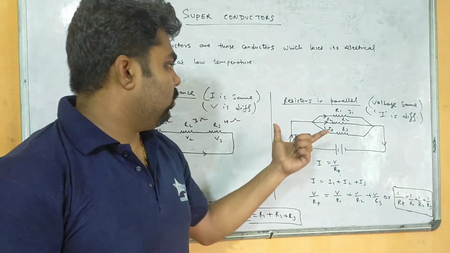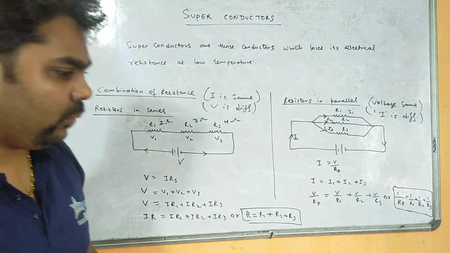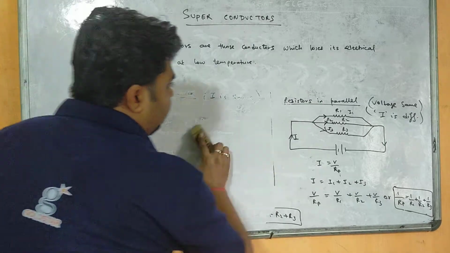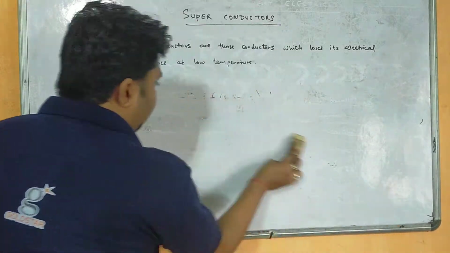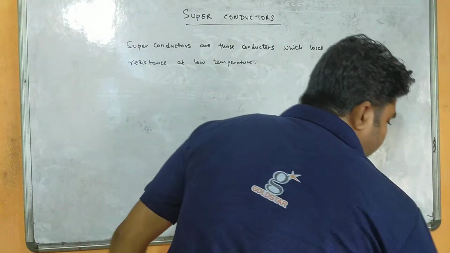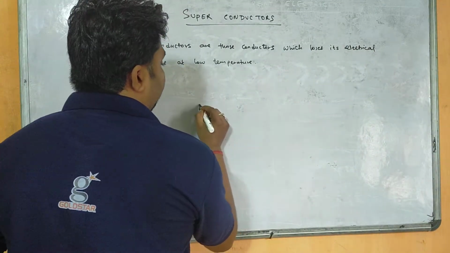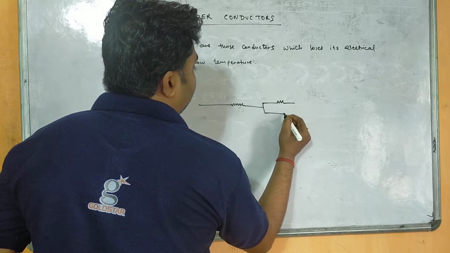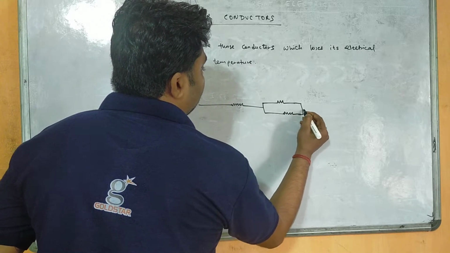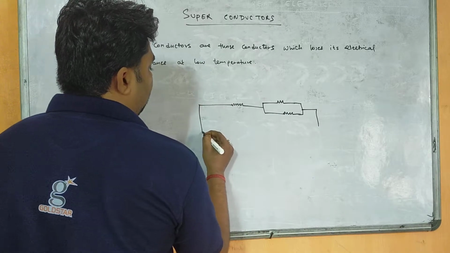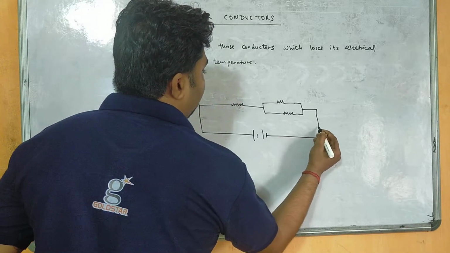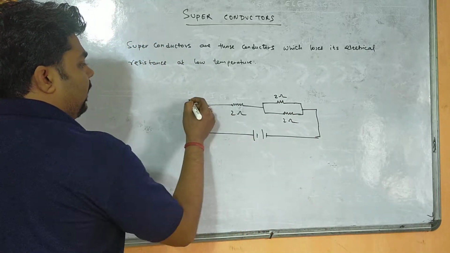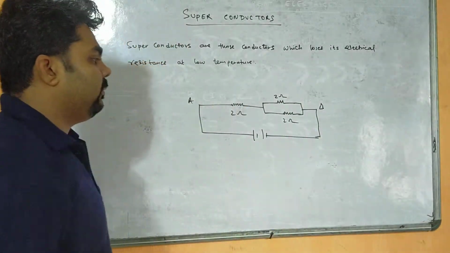Okay. So sometimes we will find a mixed connection also, a mix of series as well as parallel. Now if I give one resistance here, and here one battery, let us consider this is 2 ohm, this is 2 ohm, and this is 2 ohm. And I have asked to calculate the equivalent resistance between A and B.